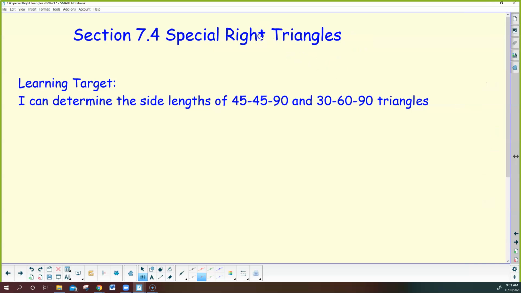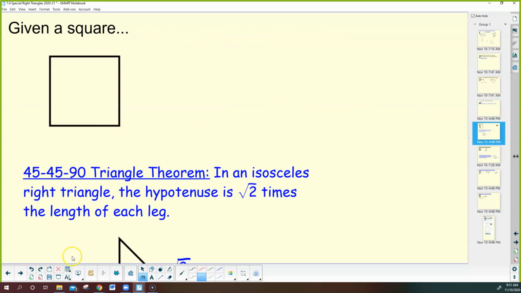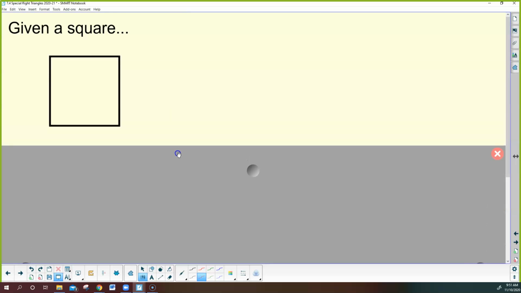All right, so you don't have to write the learning target. Just title it Section 7.4, Special Right Triangles. And we're going to walk through this one first. Now, I don't think you need to write this first part. What I'm going to do up here, you don't need to write because we're going to regenerate it down below. I just want to show you, where does this information come from?